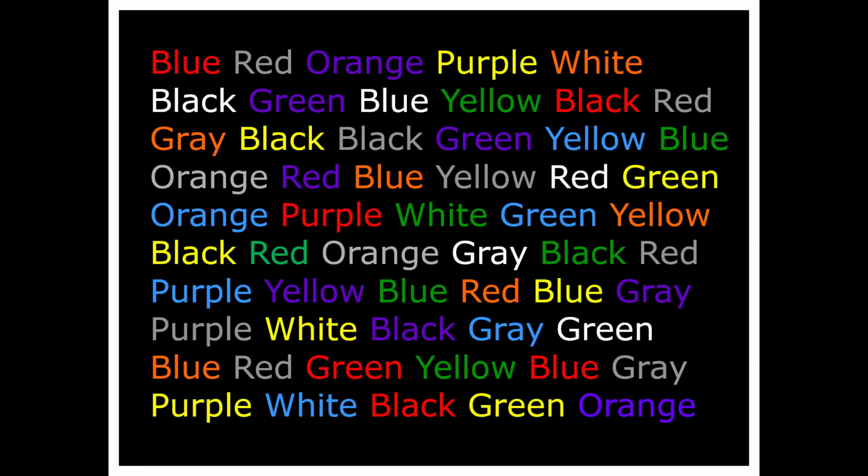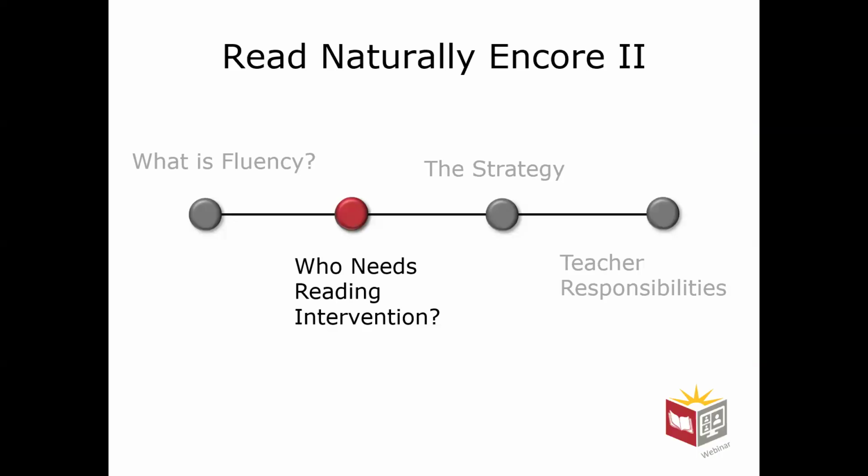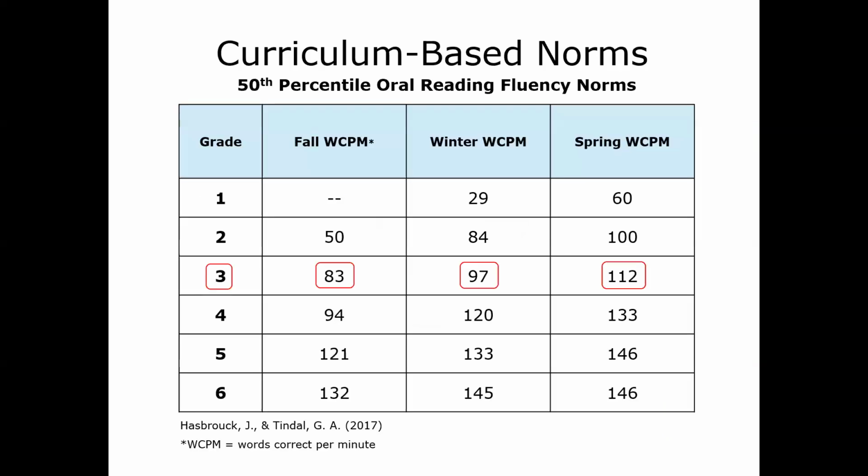Okay. So our students need to be automatic with decoding and reading in order for their brain to be available for understanding. So the students who tend to use this intervention are students who are below the 50th percentile. Each district might have slightly different rules with how far below. Read Naturally says 10 or more words below the 50th percentile indicates a candidate for this program.